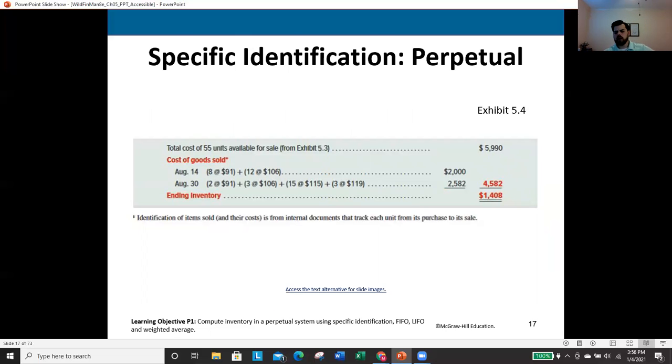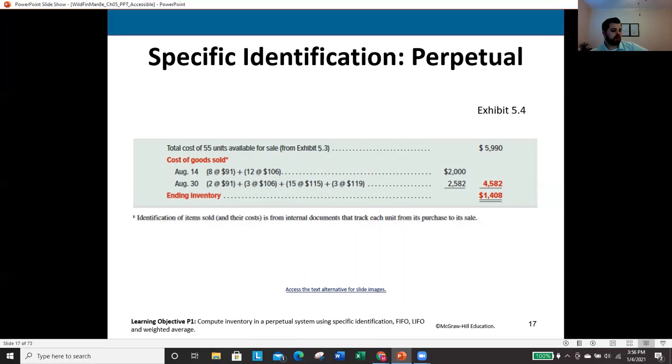So we're going to look at this first under our specific identification method. Note, once again, this is under a perpetual system, but specific identification is treated the same under perpetual or periodic, essentially because in either case, you know exactly which units are being sold. The only difference is the timing.